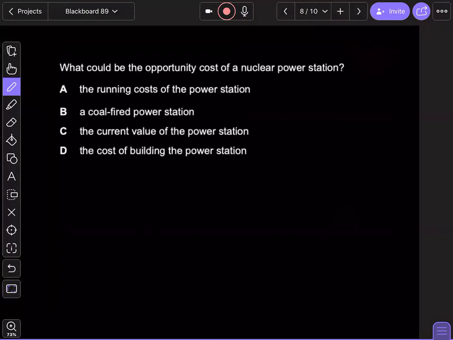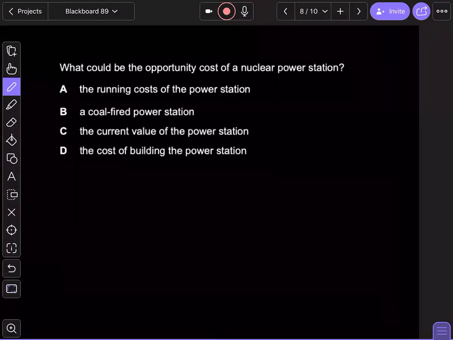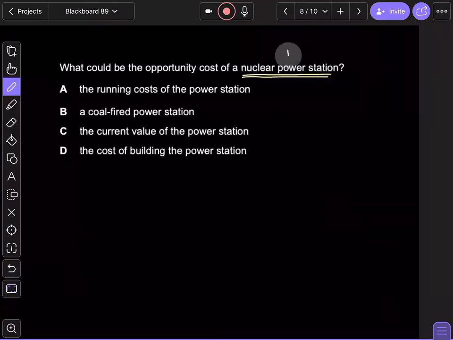What would be the opportunity cost of a nuclear power station? So now you have nuclear power station as option one. What will be the second option? Like, what will be the next best alternative if you are not developing the nuclear power station?